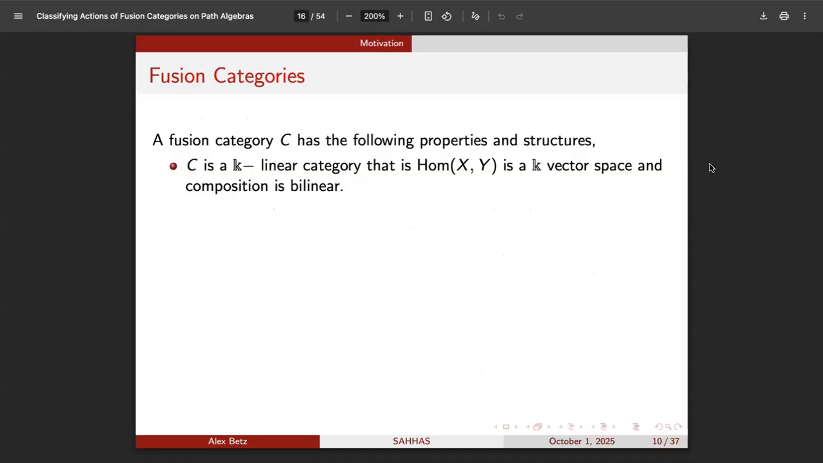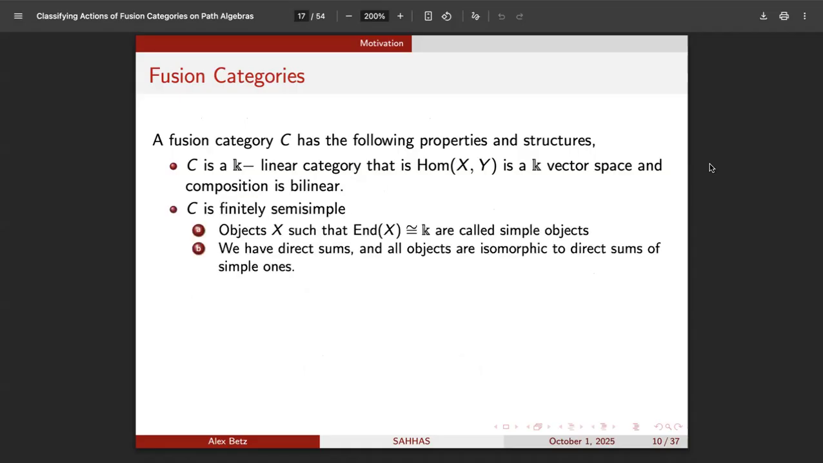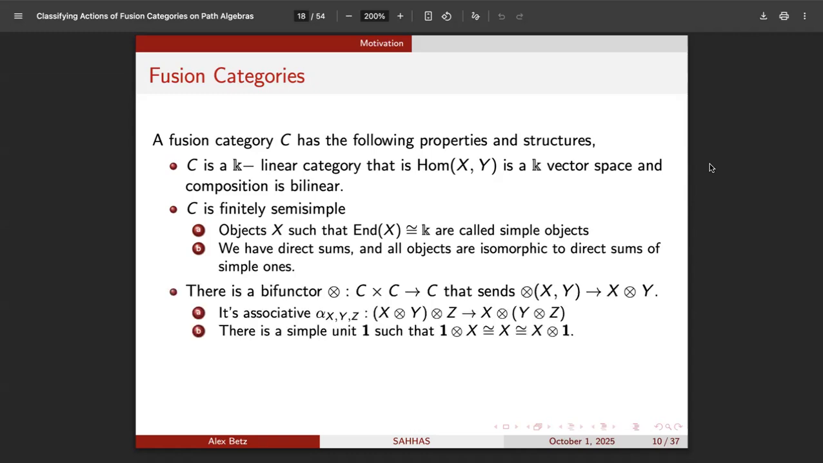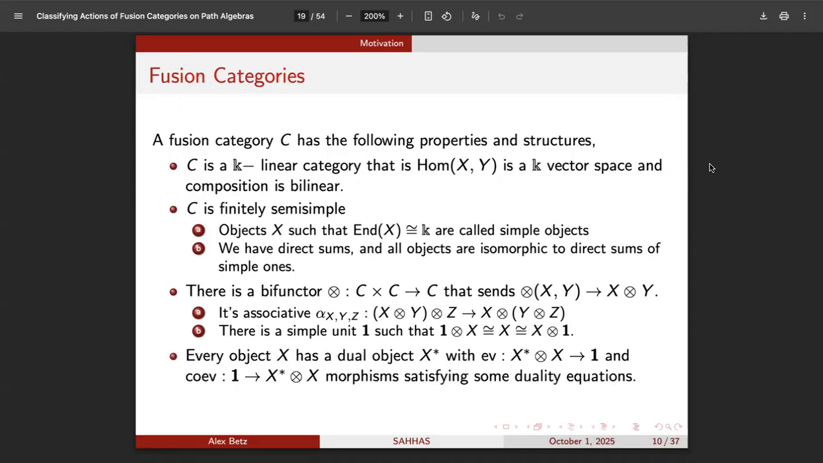It is a K-linear category. That means that for any objects x and y, the Homs between x and y are vector spaces, and their composition is bilinear. It's finitely semi-simple. Every object decomposes into a direct sum of simples, and you can figure out which objects are simple because their endomorphisms are the ground field. We have a tensor product that's associative and has a unit. And for each object, we have a dual object, satisfying the same duality equations that you would have for vector spaces.